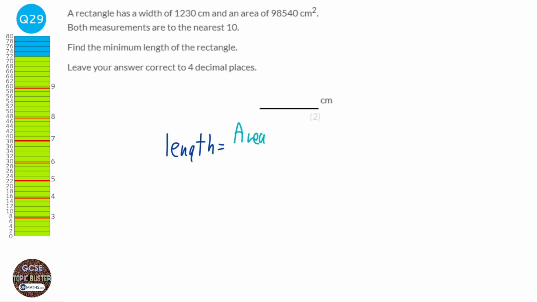To find the length of the rectangle, what we're going to do is get the area and divide it by the width. Now, the question says that it wants the minimum length, so we want the length to be as small as possible. Obviously, to do that, we want the area to be as small as possible. If the area is smaller, the length will be smaller.